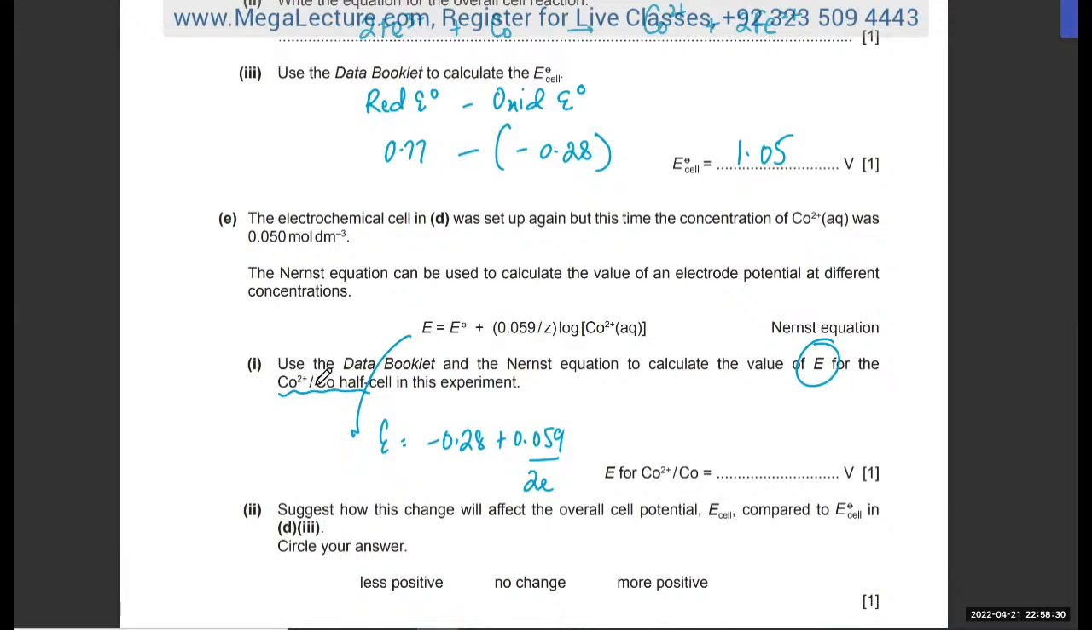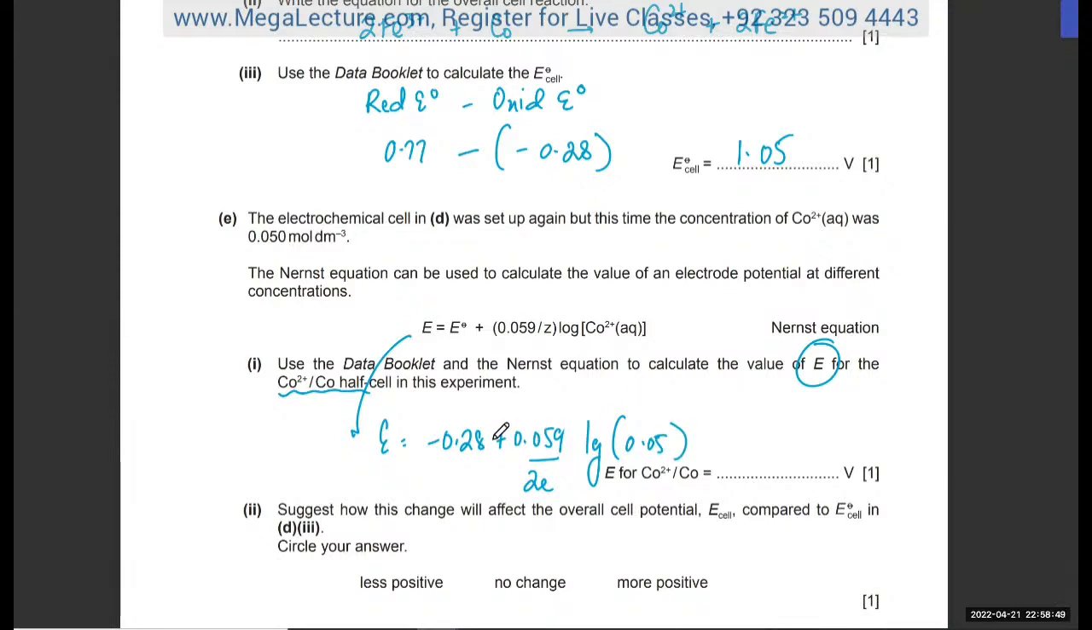Over here, he's just asking for the cobalt 2+ and cobalt half cell. So 0.059 divided by 2, times log of the concentration of cobalt ions, which is given as 0.05. Take the log of 0.05 and multiply it through.